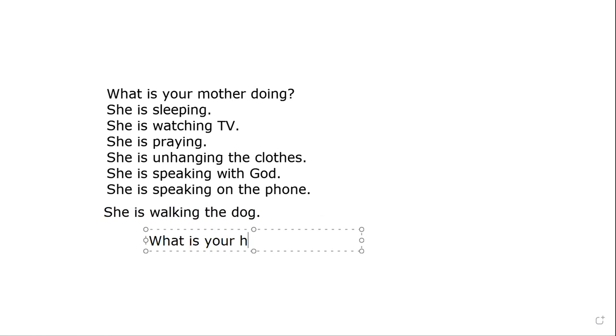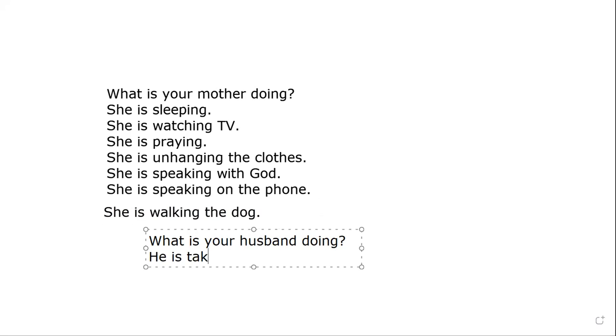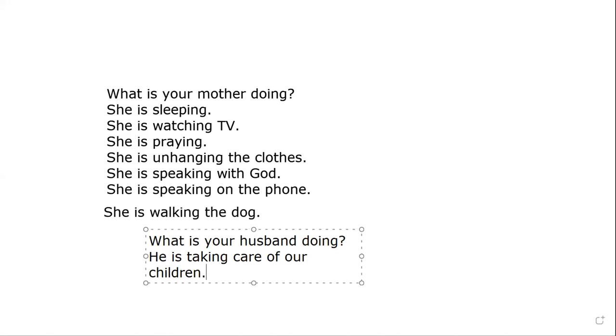What is your husband doing? What is your husband doing right now? I don't have a husband. Okay, okay. Nobody's married in this group? Sleeping my children. Okay, he is taking care of our children. My husband is repairing the water. Repairing? Okay, he is repairing or fixing water in the street.